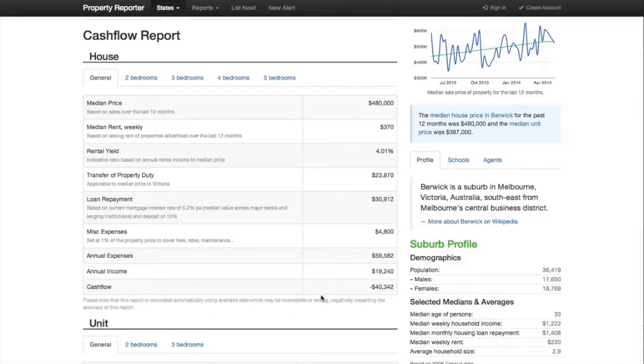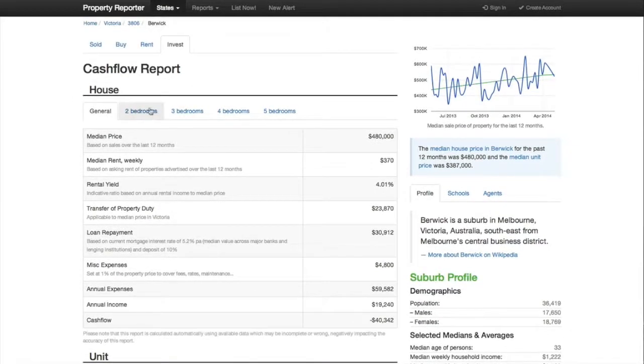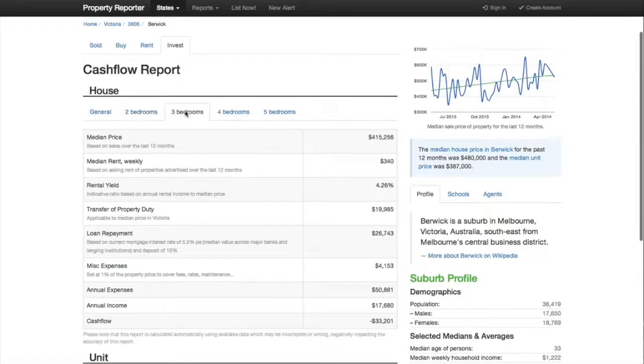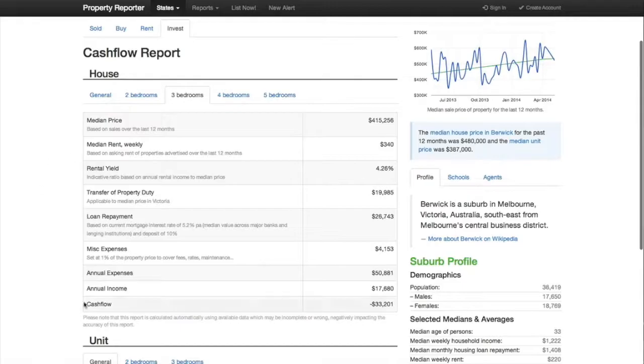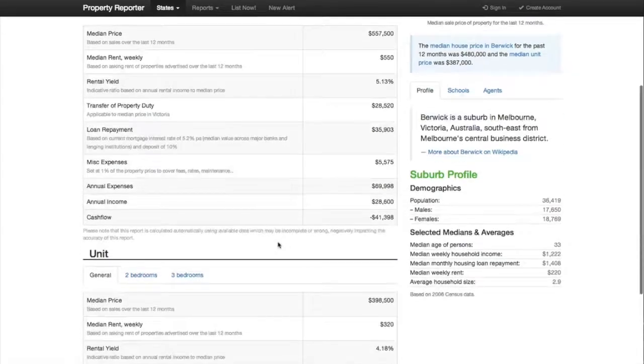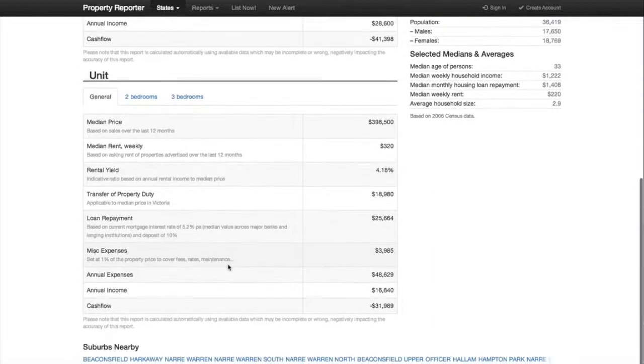It's not accurate, but it gives me a really good idea that if I was to buy a property in this area, a 2-bedroom would probably be 20 grand cash flow negative. Then again, if I buy a 3-bedroom, 33,000, 4-bedroom, 45,000, 5-bedroom, 41,000. So it gives me a very good idea depending upon their median value. It's not specific to a particular property that you are going to pick up in that area, but it gives me a fantastic idea of whether or not it's going to be cash flow positive.